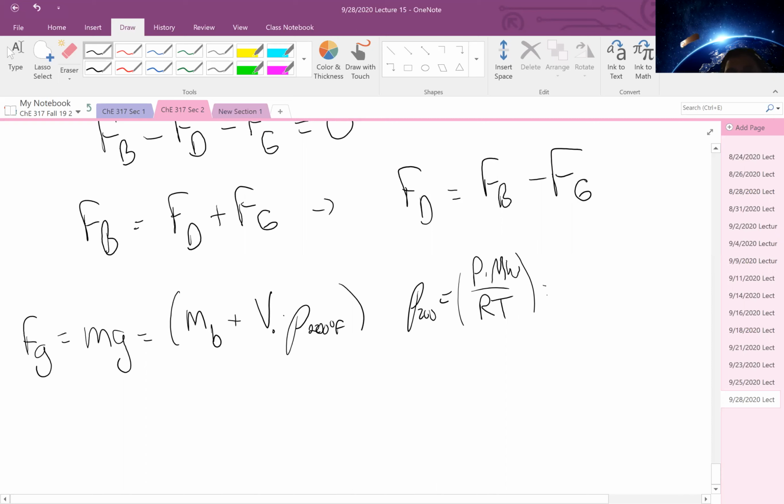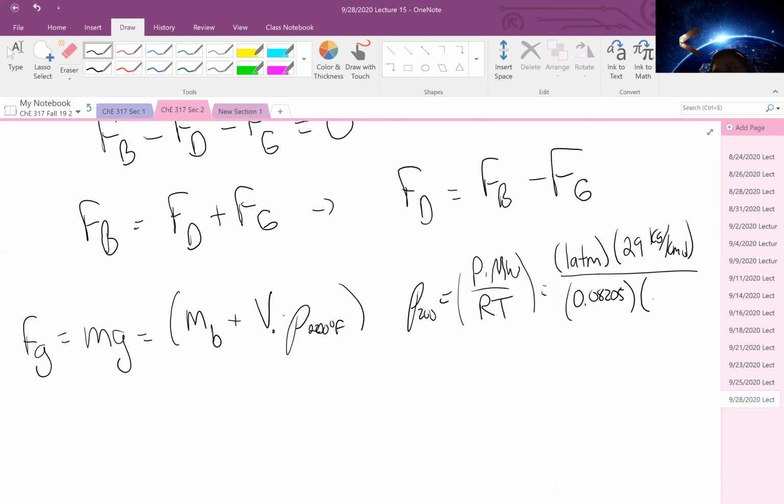and if I'm looking at 1 atmosphere, I have 29 kilograms per kilomole. R would be 0.08205 cubic meters atmospheres per kilomole Kelvin. And I have 200 degrees F. How much is that in Kelvin? Approximately 366.